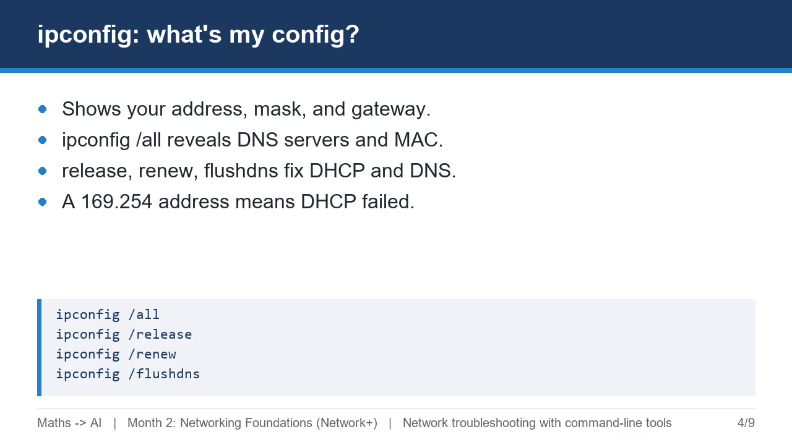Next, ipconfig. It shows your address, mask, and gateway, and confirms whether DHCP worked. Use /all to also see your DNS servers and MAC address. And use /release, /renew, and /flushdns to fix DHCP and DNS issues. Remember, a 169.254 address here tells you DHCP failed, so you don't waste time looking elsewhere.